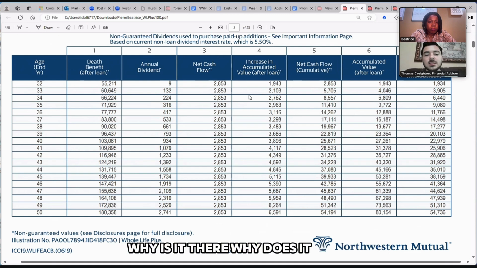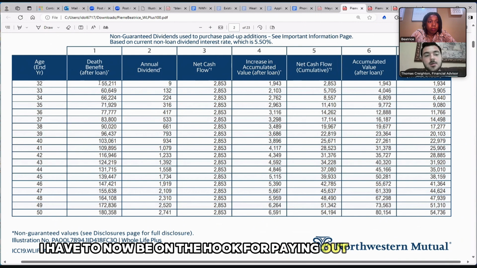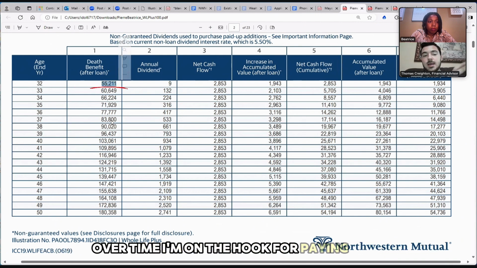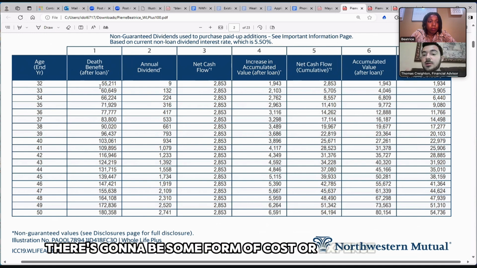Why is that there? Why does it exist? It's the insurance company factoring in, hey, I have to now be on the hook for paying out to your family this 55 grand plus over time. If something happens to you month 1 into a policy, I don't owe $1,900, I owe your family $55,000. So there's going to be some form of cost or expense to that.